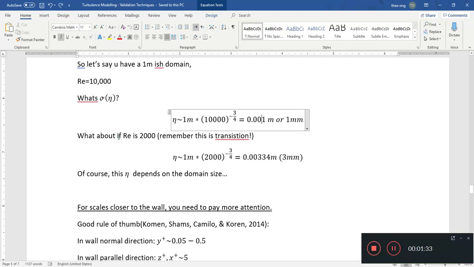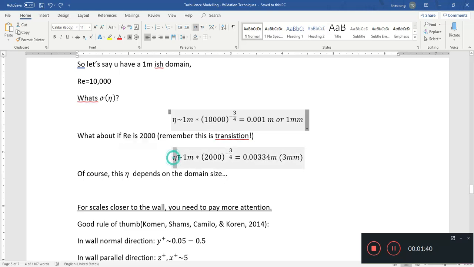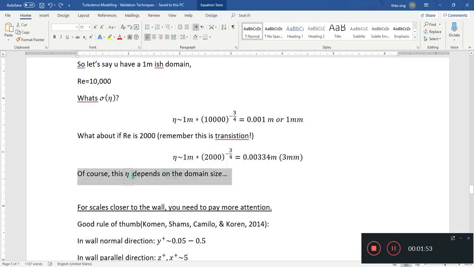So what if the Reynolds number is 2000? Remember, this is a transition Reynolds number for, let's say, a pipe flow. For the Kolmogorov length scale, 1 meter times 2000 to the -3/4, you'll get about 3 millimeters, instead of 1 millimeter. Of course, you can see that this eta depends on the domain size or characteristic length scale. That's for the main domain.